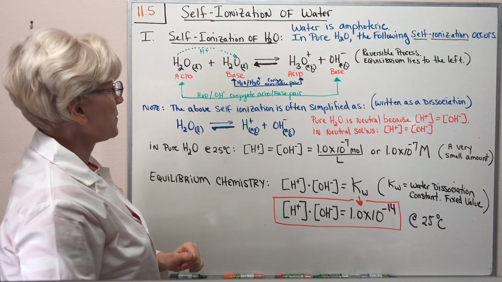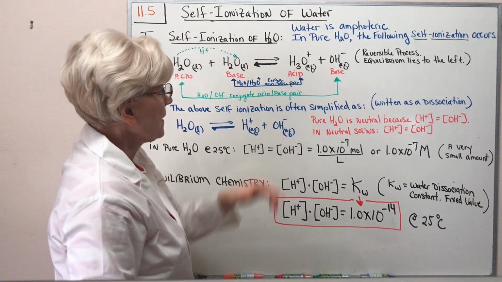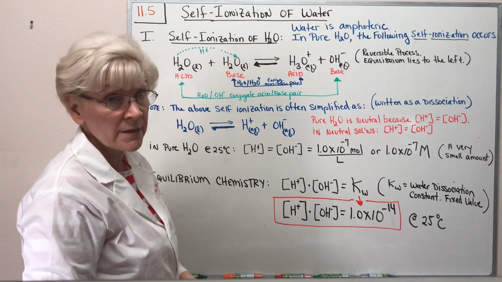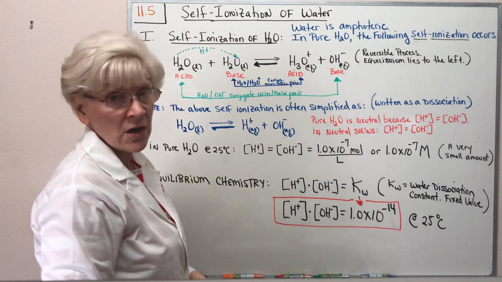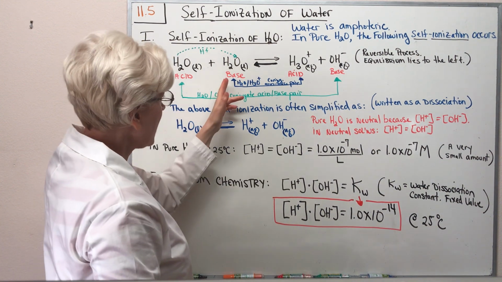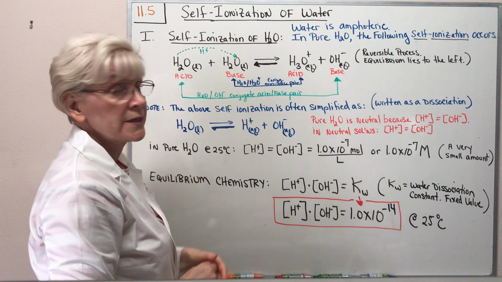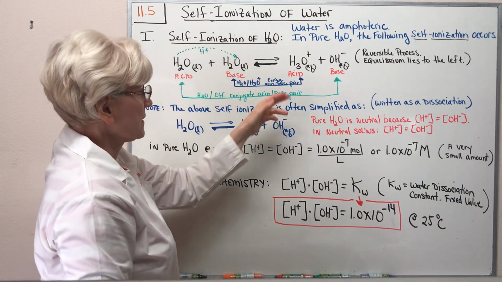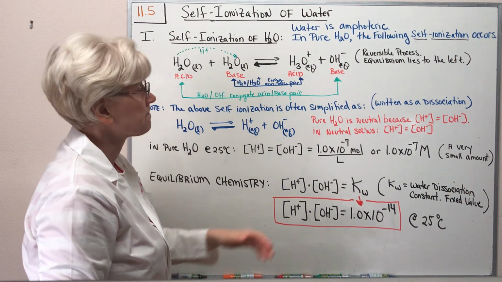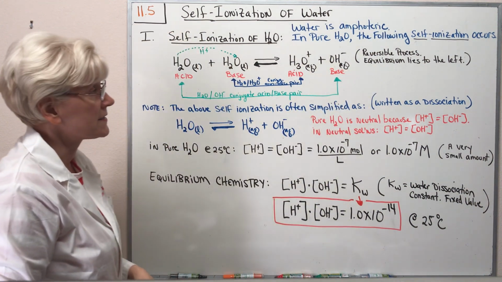When the second water molecule acts like a base and accepts the hydrogen ion, it converts into the hydronium ion, which is its conjugate acid. So we have identified a second conjugate acid-base pair, this time the water hydronium ion conjugate acid-base pair. As I stated here, this is a reversible process.